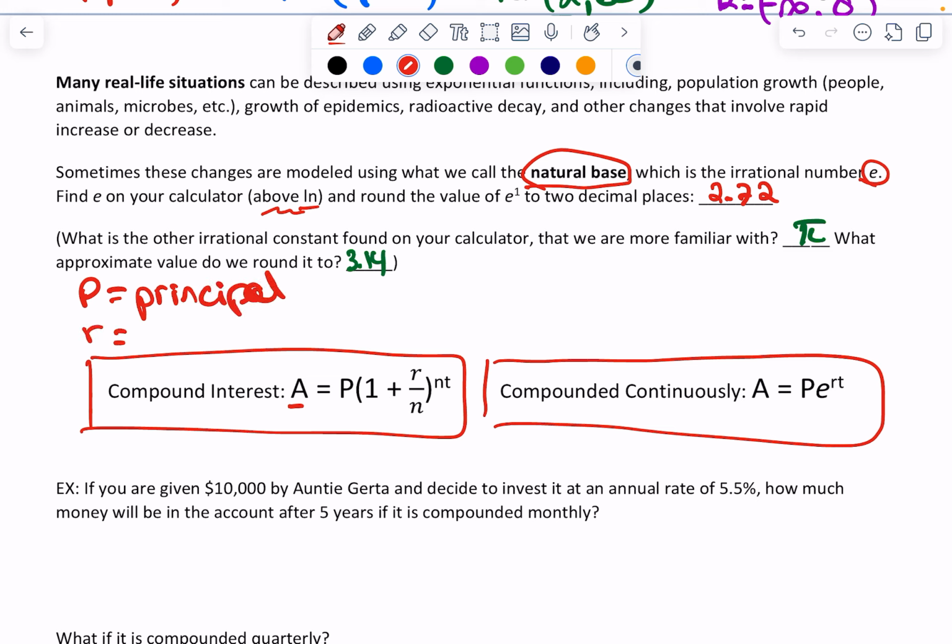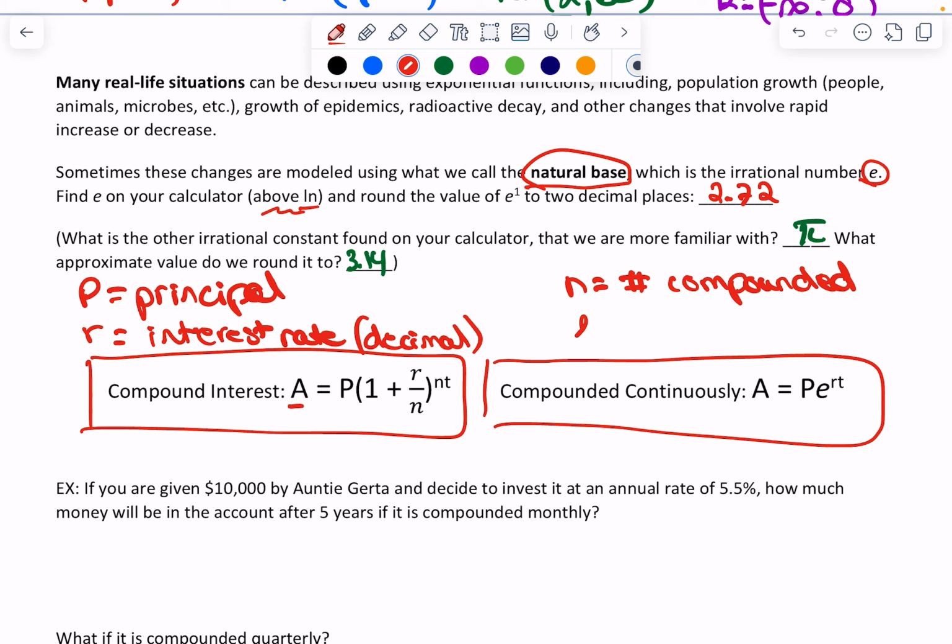R is the interest rate, and this is always a decimal. It's given as a percentage, so we have to convert it to a decimal. N is the number of times we've compounded in a year, and T is the time. Again, A is how much money you have in the account at the end of the time.